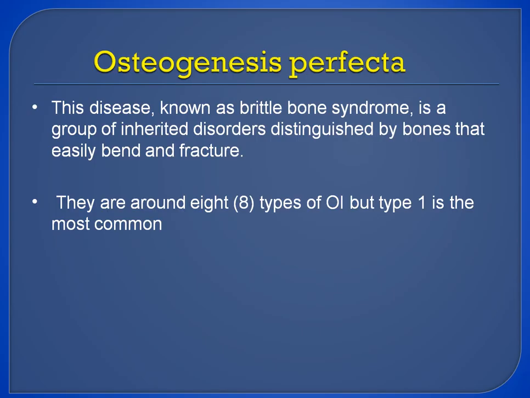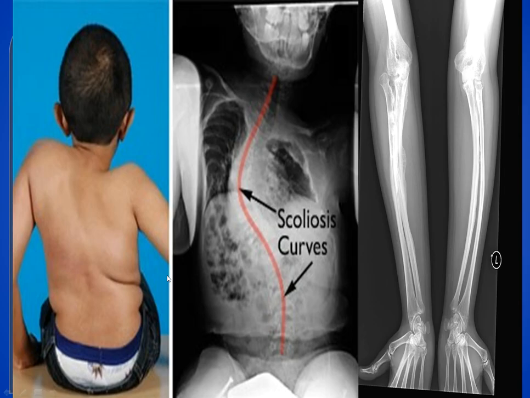Now the next defect is osteogenesis imperfecta. This disease, known as brittle bone syndrome, is a group of inherited disorders distinguished by bones that easily bend and fracture. There are around 8 types of osteogenesis imperfecta, but type 1 is the most common. Here you can see there are scoliosis curves.